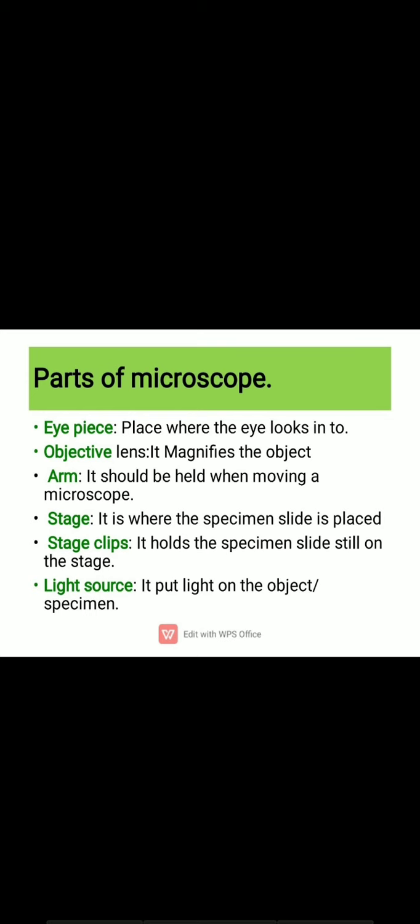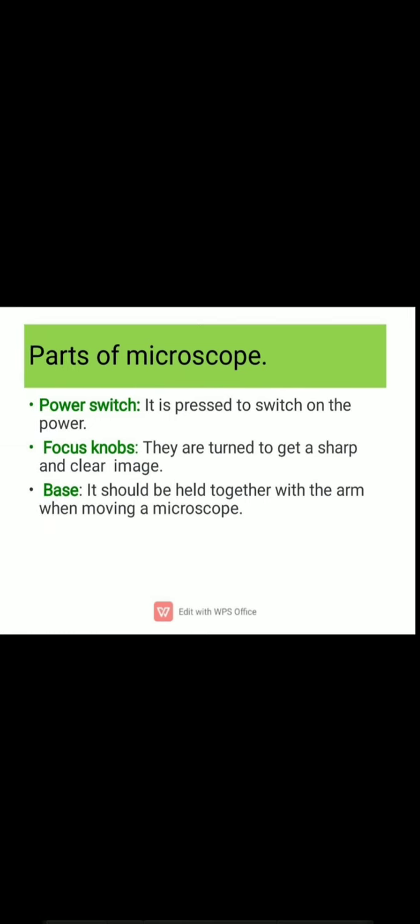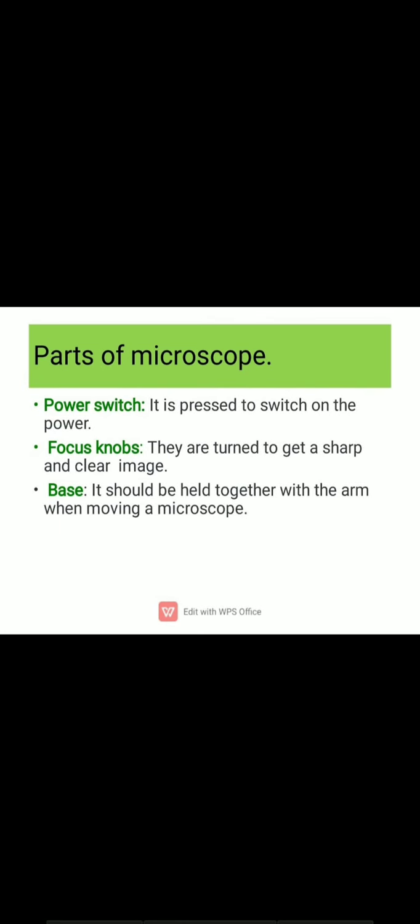The light source will provide light to the object. The next part is the power switch, because we are using an electronic microscope, so the power switch is pressed on to supply power to the microscope. To supply the electricity connection, we will turn on the power switch. The next one is the focus knobs. There are two kinds of focus knobs on a microscope. They are turned to get a sharp and clear image, because when the image is too blurry, when the image is not clear, you can make it clear and focused with a focus knob.